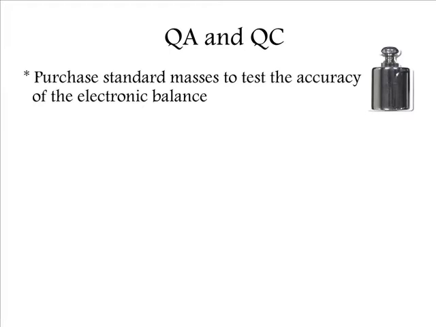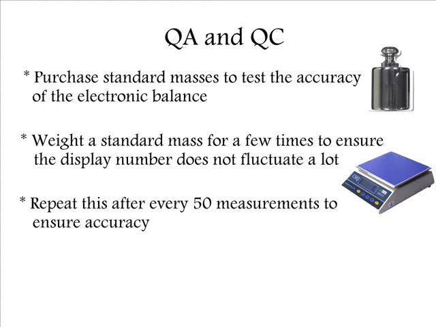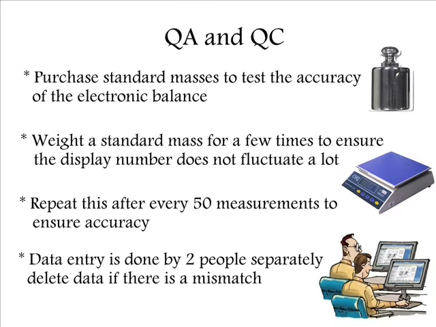When doing the measurements, we buy standard masses to test the accuracy of the electronic balance. Try putting the standard mass on the balance a few times to ensure its display number does not fluctuate a lot. This should be repeated after every 50 measurements to ensure accuracy throughout data collection. And to avoid human errors in recording, data entry is done by 2 people separately, and later we can use computer programs to compare the 2 sets of data. If there are different numbers in the same data blank, that set of data should be neglected.